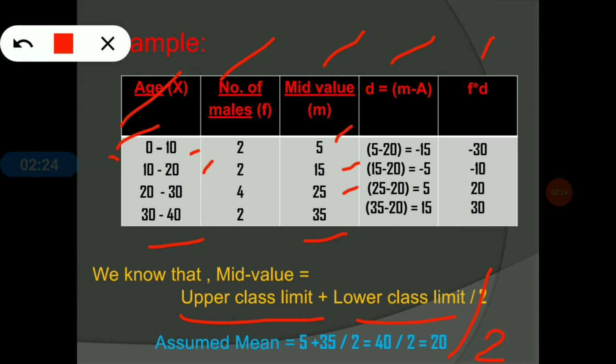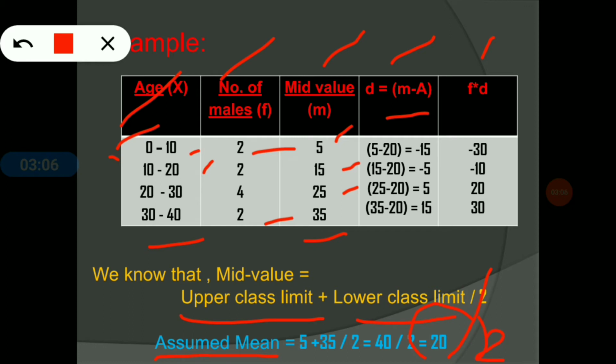So, now going to the fourth column. d equals small m minus capital A. Capital A means assumed average mean. Now going to the calculation process of assumed mean. We all know the formula of the assumed mean is maximum value plus minimum value, divided by 2. Here we can see there are 4 mid values, where 5 is the minimum value and 35 is the maximum value. So, 5 plus 35 equals 40. 40 by 2 equals 20. So, 20 is the assumed mean.